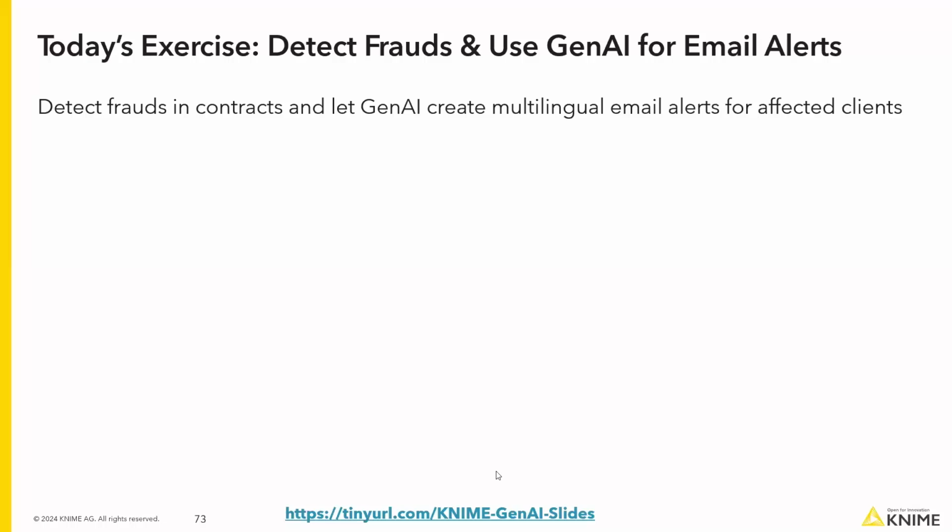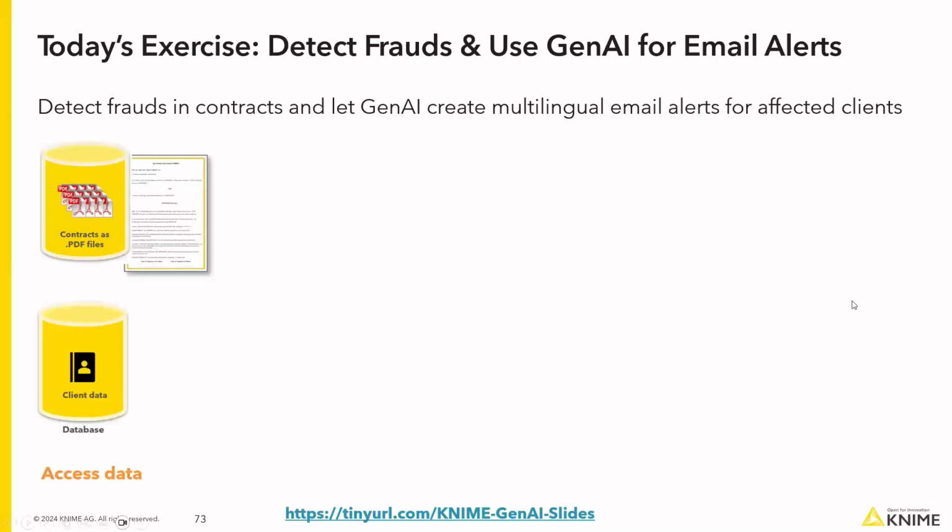The problem: we're going to detect frauds and let GenAI create multiple alerts for affected clients. How are we going to do this? We're going to access contracts like the one that Lada showed before, similar to those. They are PDF. So we're going to access those contracts, and at the same time, in parallel, we're going to access data about customers from a MySQL SQL database.